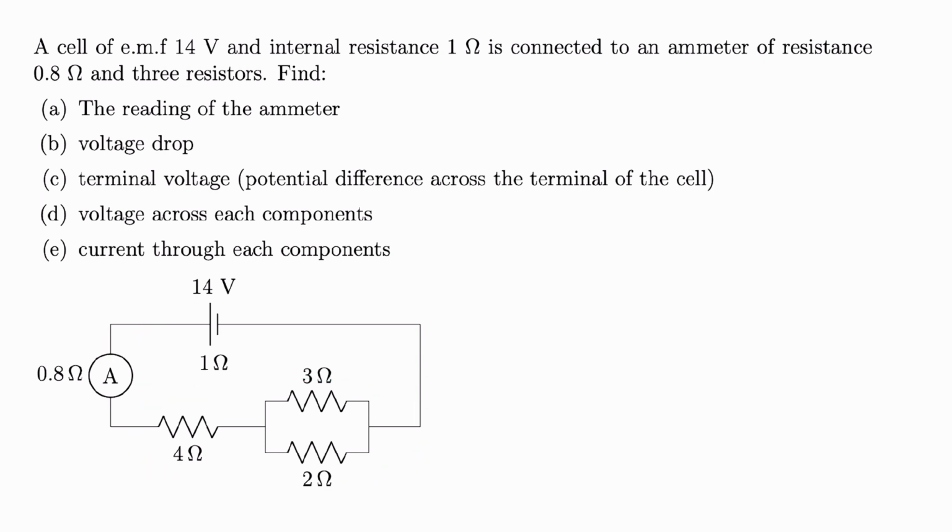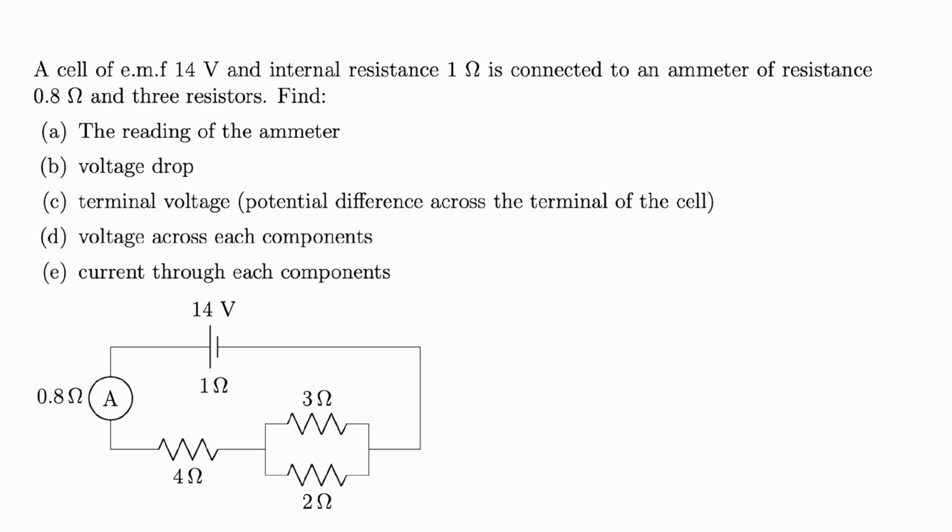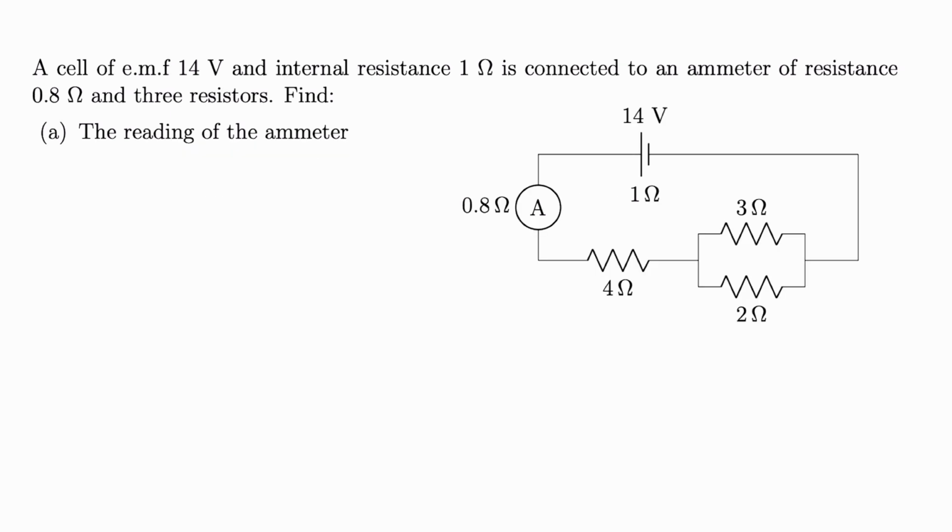The ammeter has a resistance of 0.8 ohms, which is connected to a resistor of 4 ohms and 2 parallel resistors which have resistances of 3 ohms and 2 ohms. Let's start with finding the reading of the ammeter. When you calculate the reading of the ammeter, it is basically the current through the circuit. So your first aim in a circuit-based problem will be to find the current through the circuit.